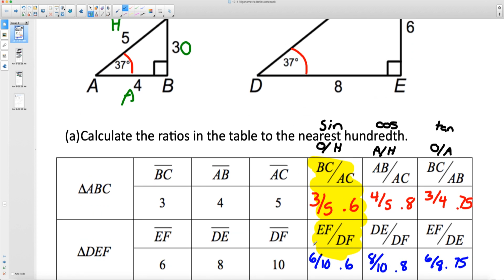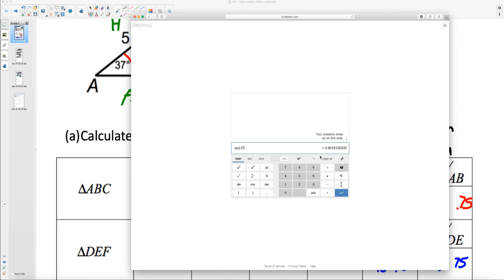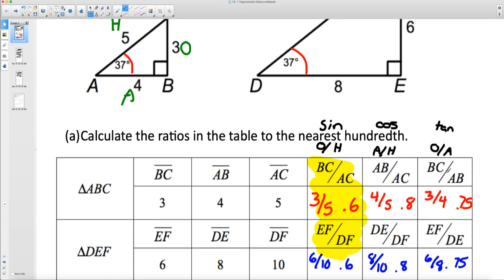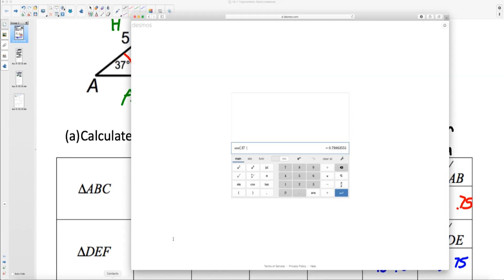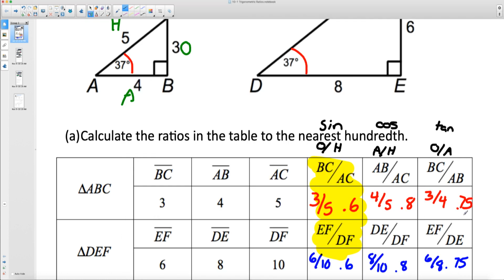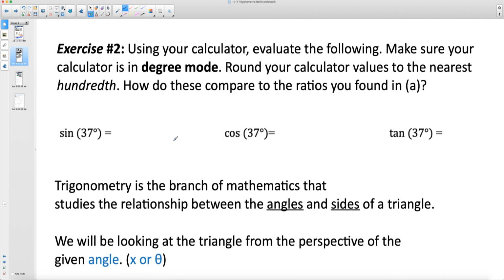If we did the cosine ratio of 37 degrees, we're going to see it's about 0.8, which is what we found. And then if we did the tangent ratio of 37 degrees, it's about 0.75, which is what we pretty much found out. So your calculator can calculate the ratios for you as long as you know the degree measure of the angle.